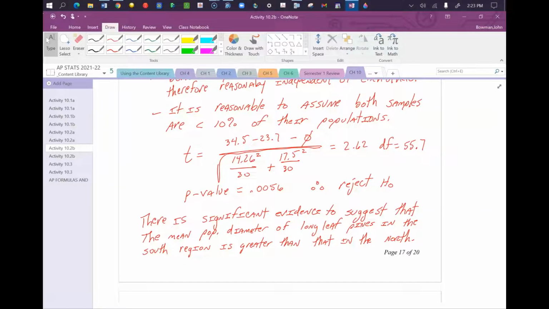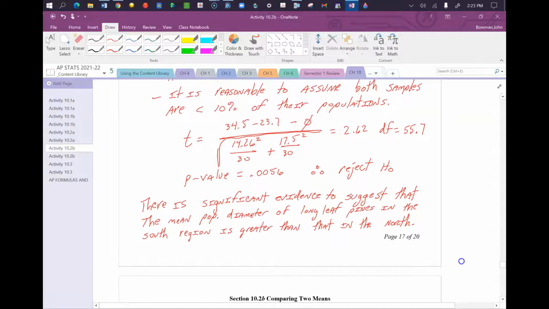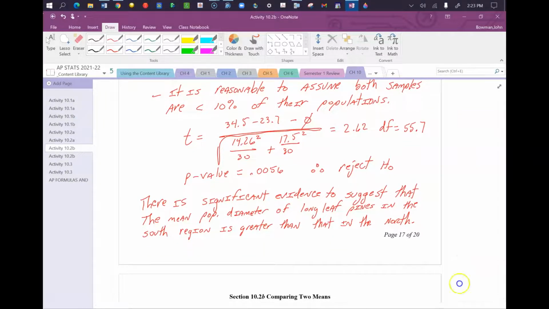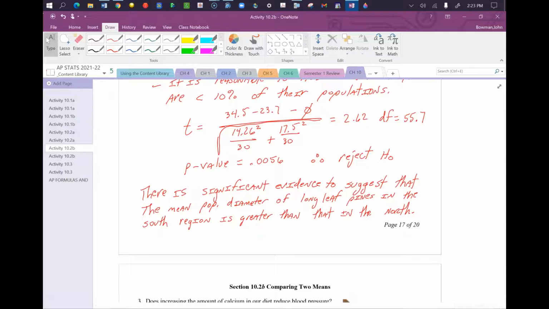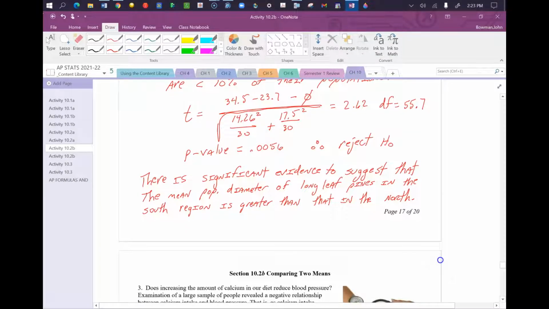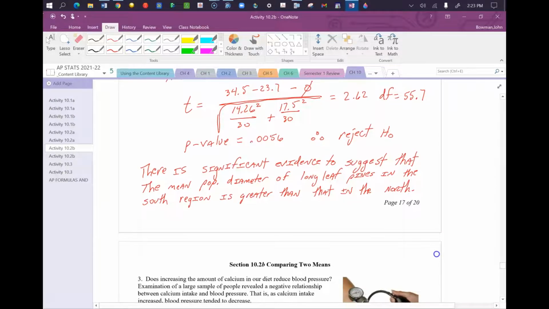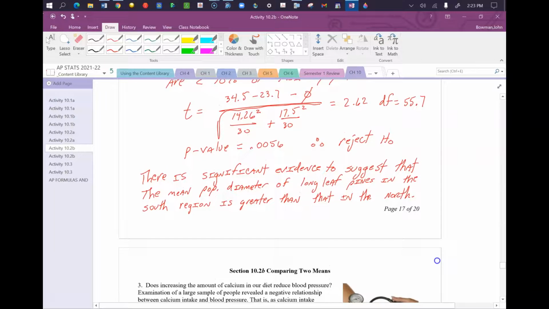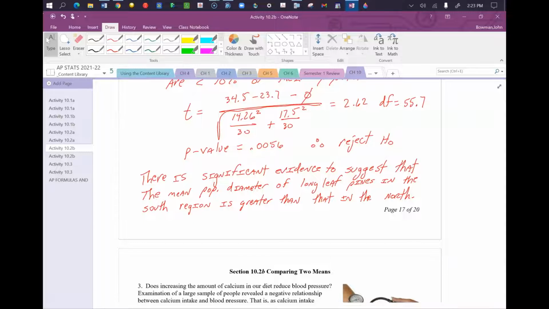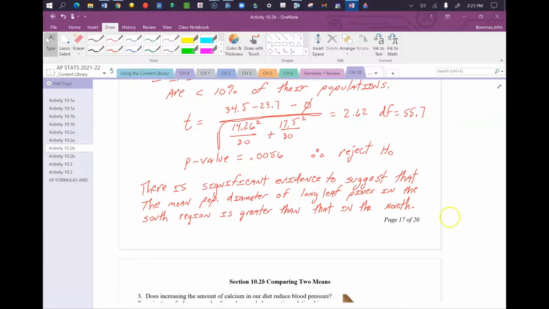You would get a t-value of either positive or negative 2.62 with 55.7 degrees of freedom. That turns out to give you a p-value of 0.0056, which is relatively small compared to any reasonable level of significance, so we would reject the null hypothesis. And as such, we have significant evidence to suggest that the mean population diameter of longleaf pines in the southern region is greater than that in the northern region.